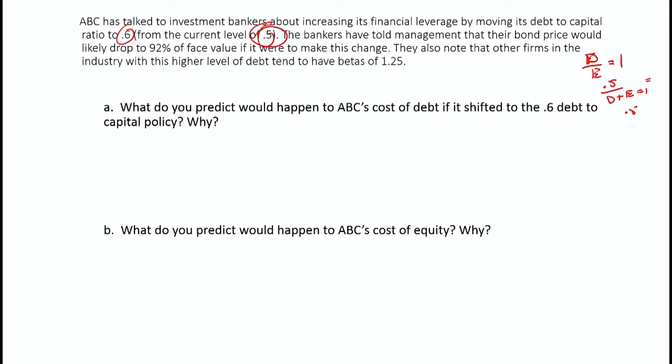All right. So here we're assuming they're going to increase the debt to capital ratio from 0.5 to 0.6. And what the impact is going to be is the price is going to drop to 92% of face value if they were to make the change. And note that the effect of this is going to be on beta. So the only change here with regard to debt is somebody's going to pay less for it. The more debt the firm has, the higher the default risk. So therefore we would expect the yield to maturity to go up and the price to go down. So in this particular case what we see is the price drops from 95 to 92, which implies that the yield to maturity has gone up.